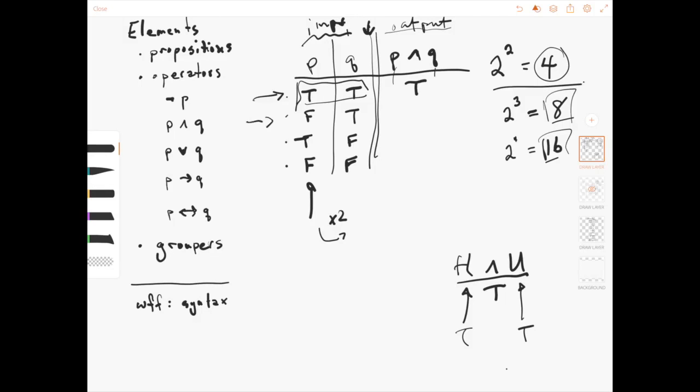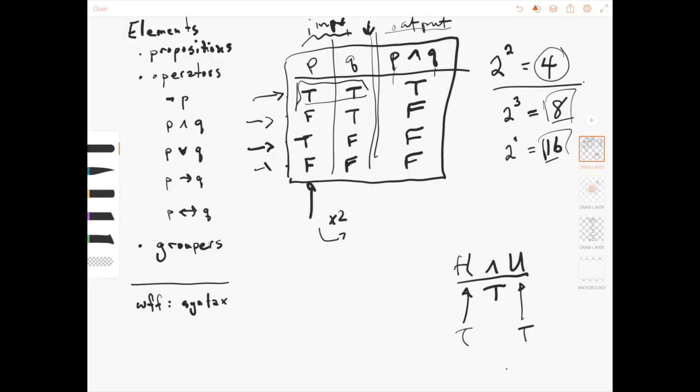For the second row, if P is false and Q is true, then P and Q is false. For the third row, of course, that represents another possible combination. If P is true and Q is false, then P and Q is false. And for the fourth row, if P is false and Q is false, the final set of inputs, then P and Q is false. Now, once again, if we look at this truth table, what we can say about this truth table is that it actually constitutes a definition of the function conjunction.